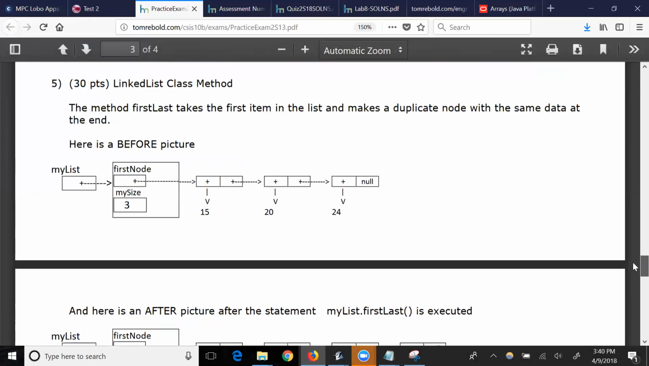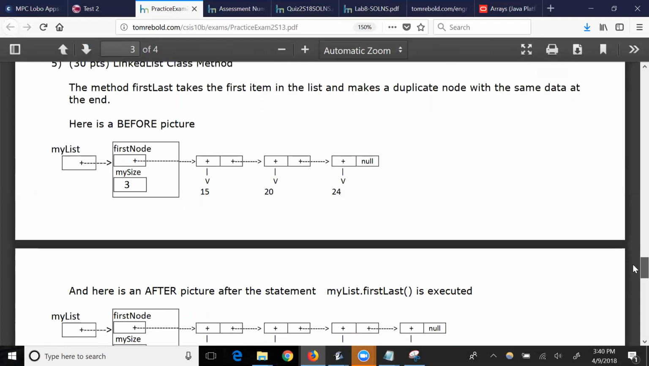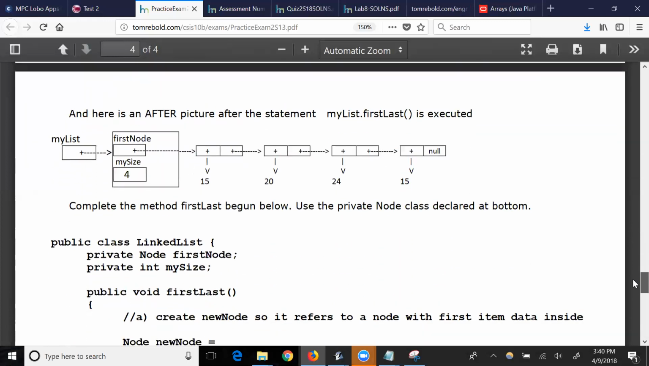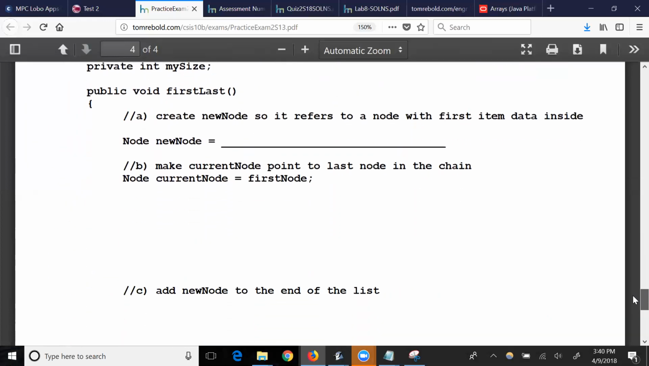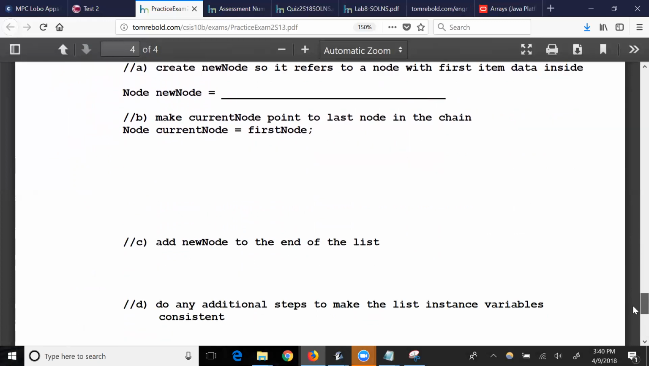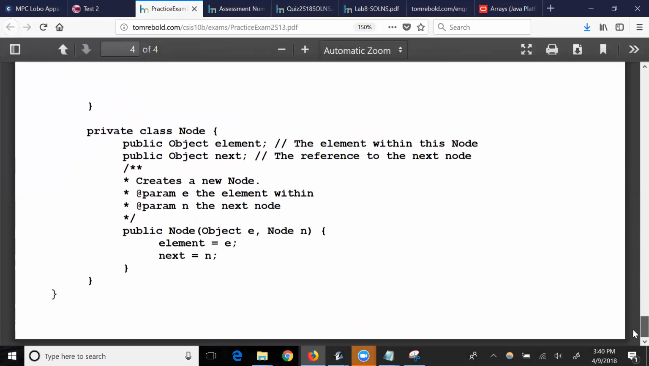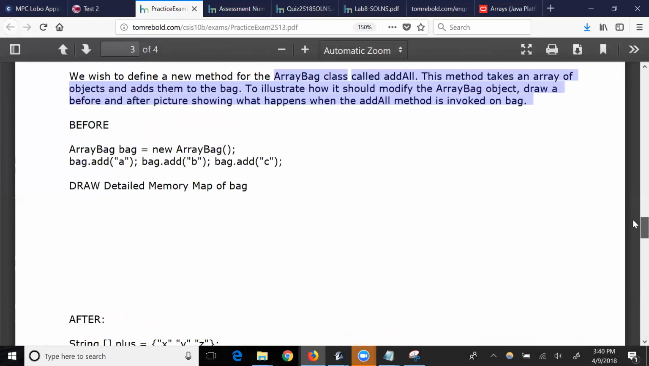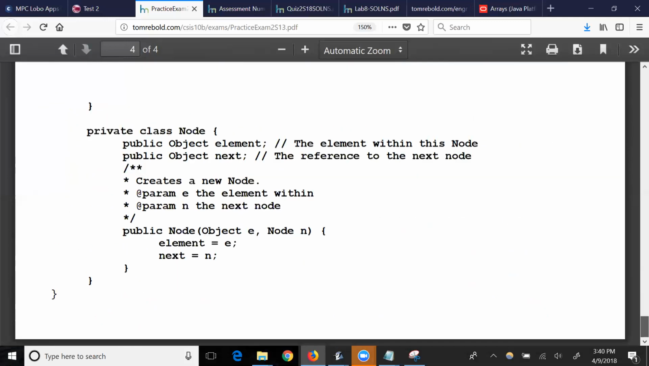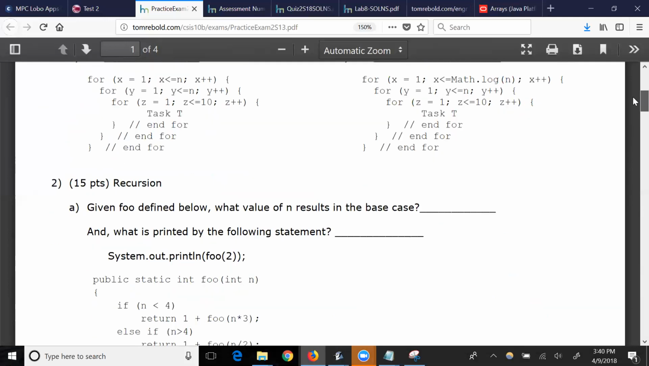Here is a method that you have to write for linked list. There's hints here. If you can figure out your own way, you don't have to follow these hints, but I'm kind of helping people get through this. Yeah, so that's basically what you're going to be asked, pretty similar to what you're going to be asked to do.